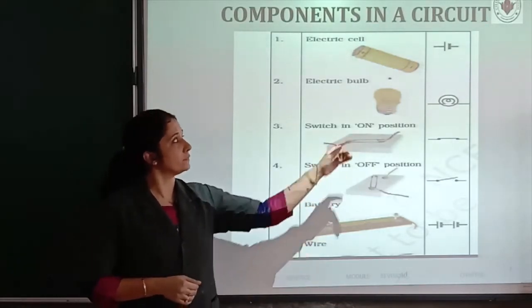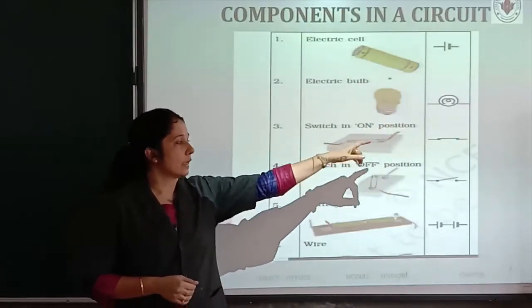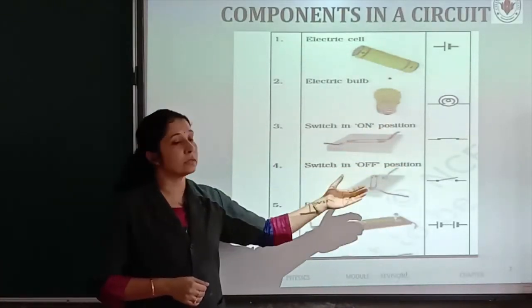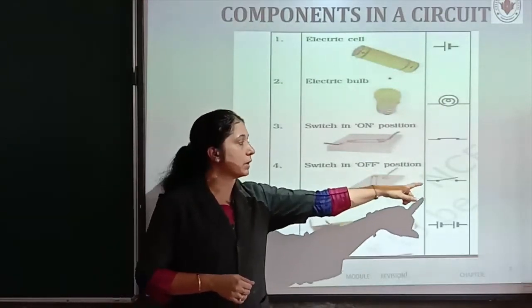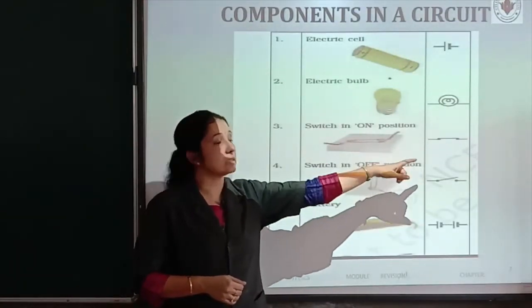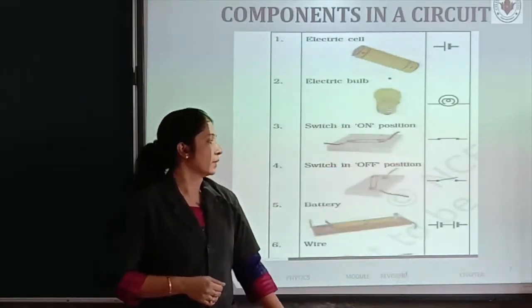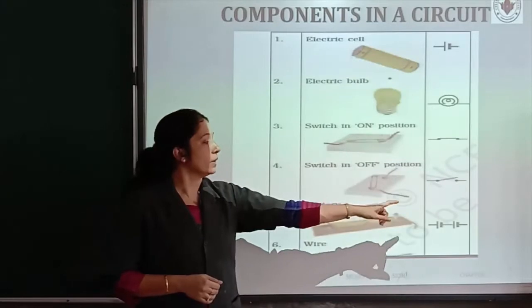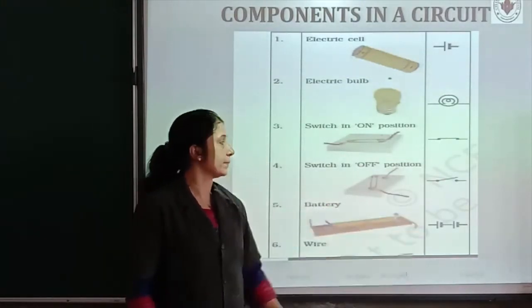So here we have the electric bulb and its symbol, and the switch has this symbol. The switch can be open or closed. If the switch is in the off position, that is marked by this symbol. If the switch is in the on position, that is marked by this symbol. And battery has a number of cells connected together, so it will have this symbol.